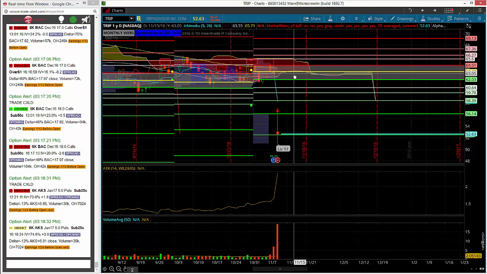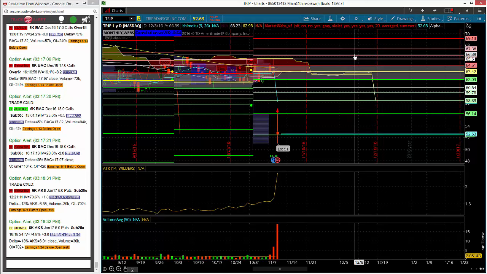Now, to figure out what my downside targets were, I used the measured move target that was being implied in equity options for this week. Trip has weeklies, and I got something around 58.35. Obviously, the stock went way lower than that, so I did miss out on a little bit of upside.